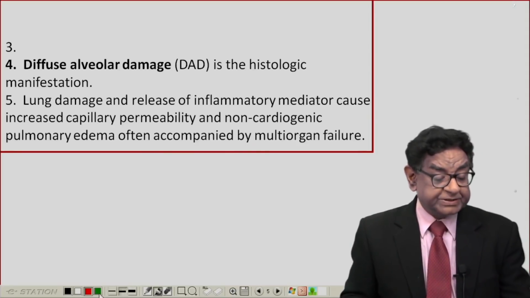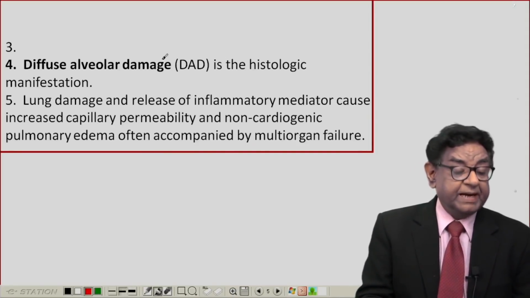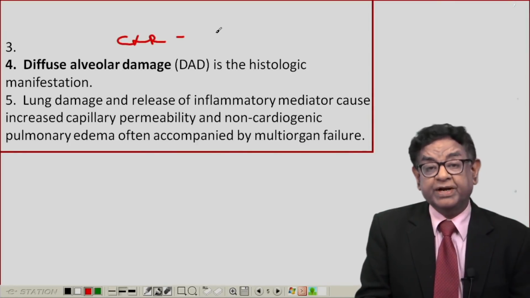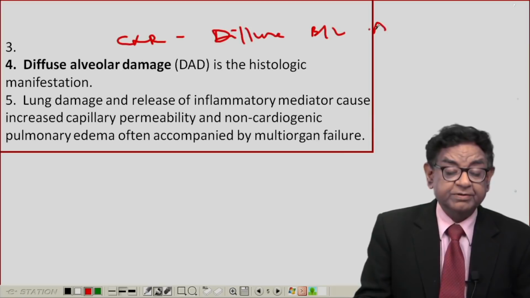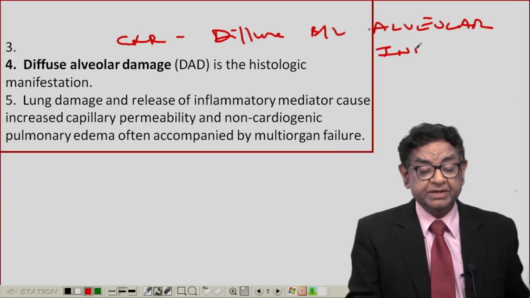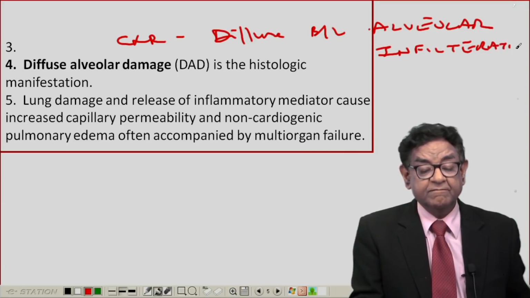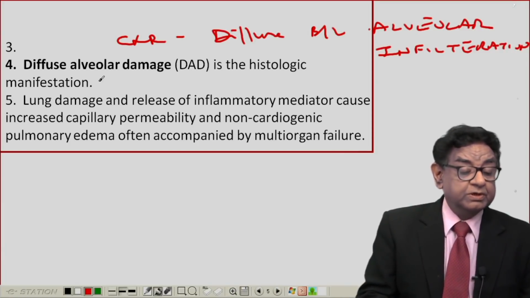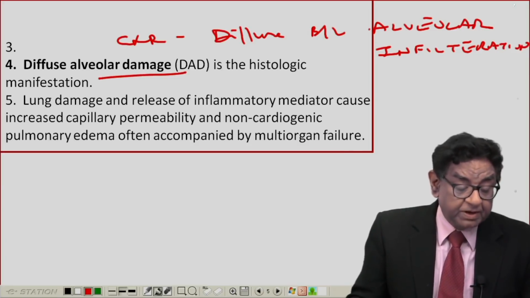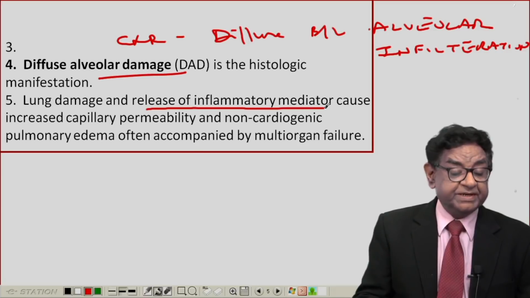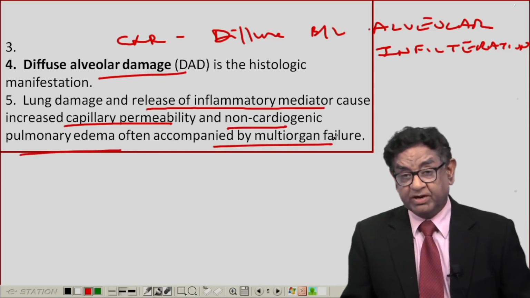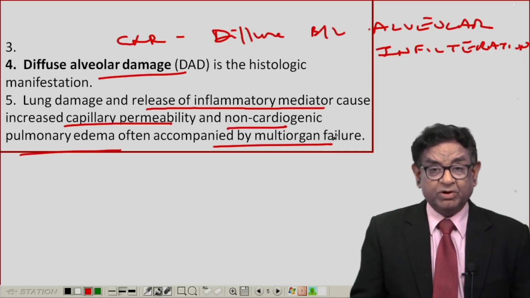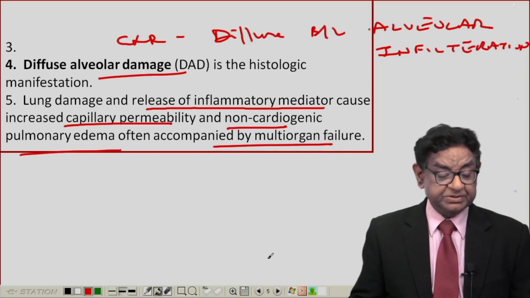If you go for chest X-ray, you find diffuse bilateral infiltration, alveolar infiltration, especially in the interstitium. Okay, so diffuse alveolar damage is the hallmark, as I discussed just now, and lung damage and release of inflammatory mediators cause increased capillary permeability, and that leads to non-cardiogenic pulmonary edema, often accompanied by multi-organ failure. Why do we call it non-cardiogenic pulmonary edema? Because usually the etiology is something else, not the cardiac reason.